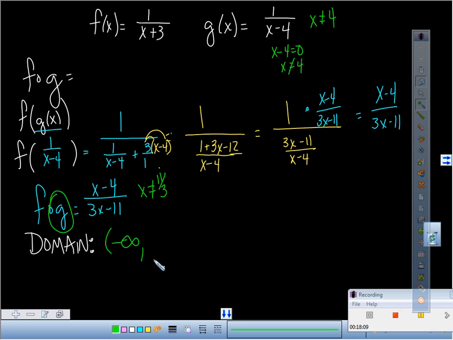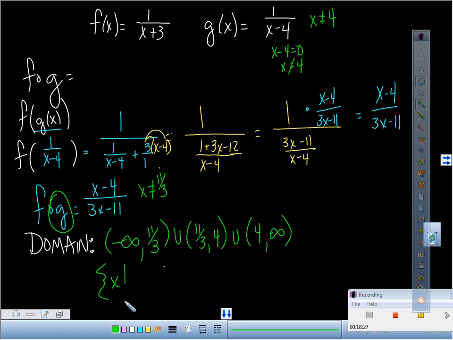Negative infinity to 11/3, because 11/3 is smaller than 4. Okay? Union 11/3 to 4. Union 4 to positive infinity. What if we did it in set notation? What would it look like? Very good. X is an element of R, all real numbers, except X cannot be 11/3, comma 4. All right? Very good. Okay. So everybody okay with this?